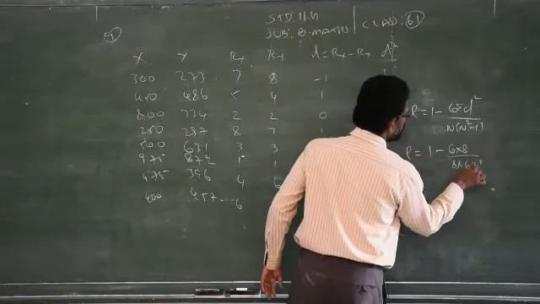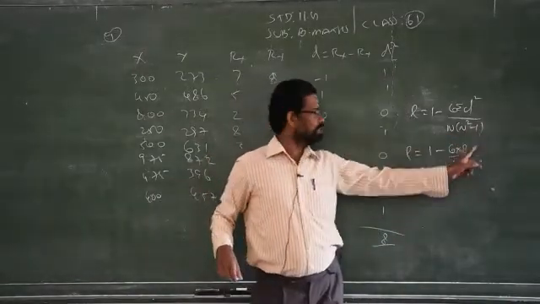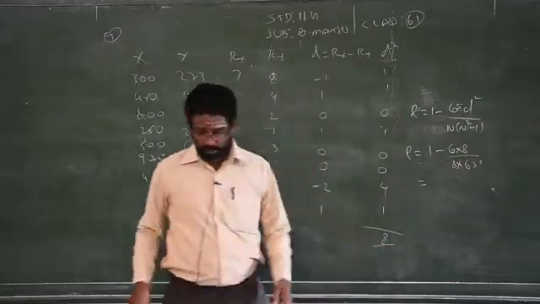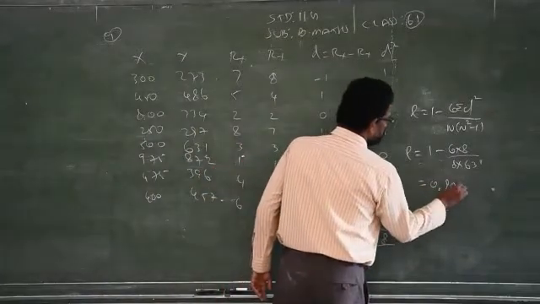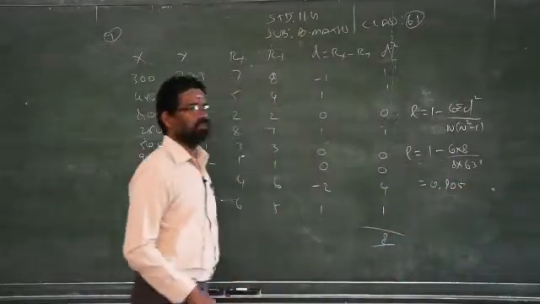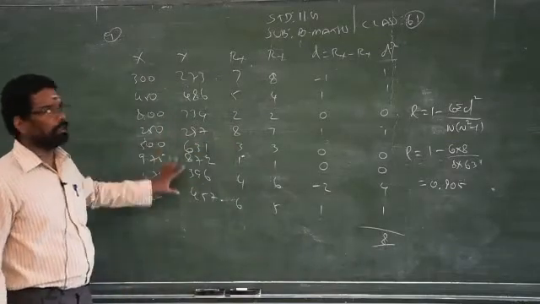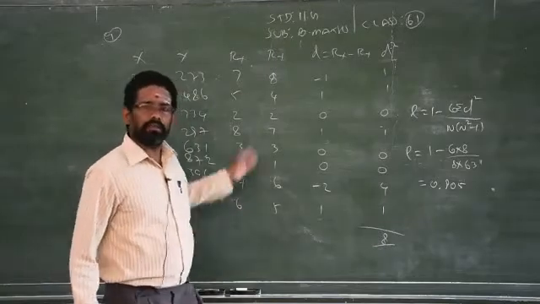8 into 63, because 8 square is 64, and 64 minus 1 is 63. Just simplify and you will get the required answer, that is 0.905. Just simplify and check whether it is correct or wrong. Clear? Very simple. When the rank is not given, you have to find the rank yourself, then proceed.